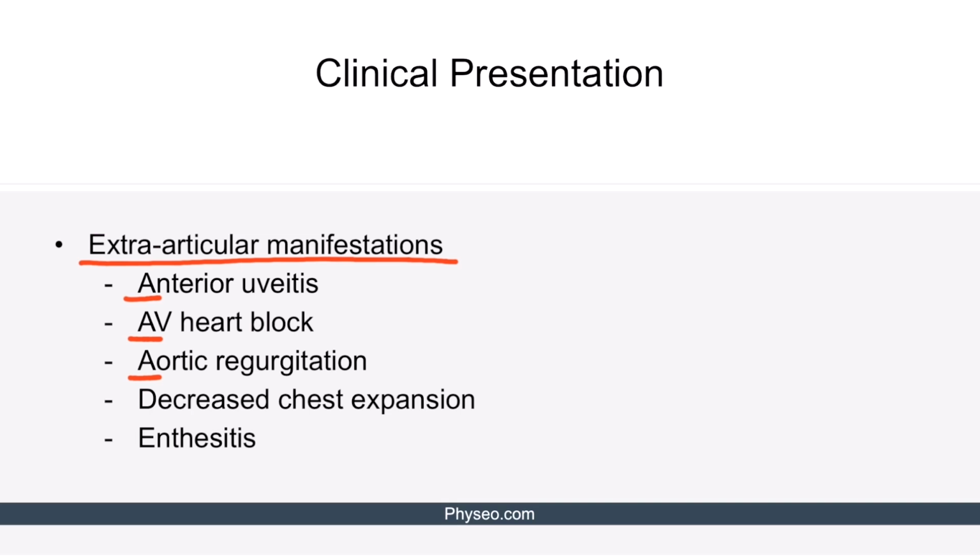Aortic regurgitation, which is also termed aortic insufficiency, manifests as an early diastolic murmur best heard over the third intercostal space, with an elevated pulse pressure.